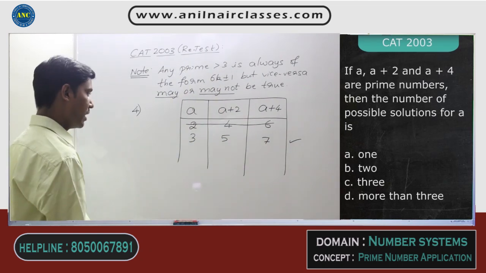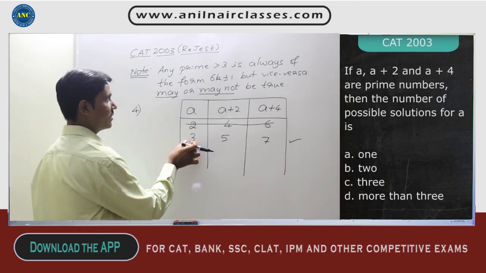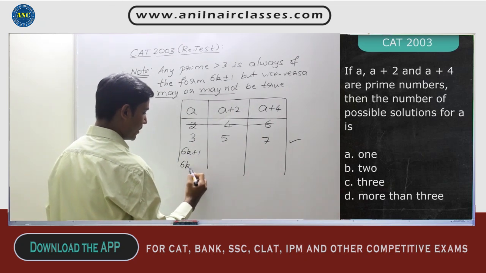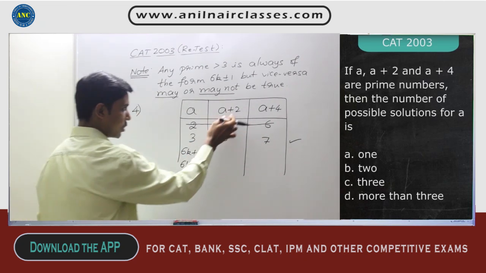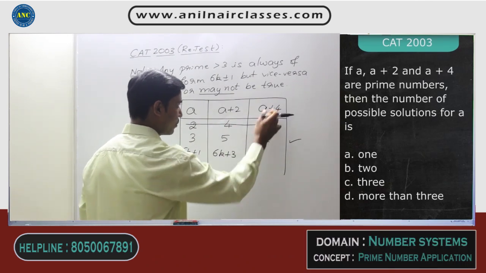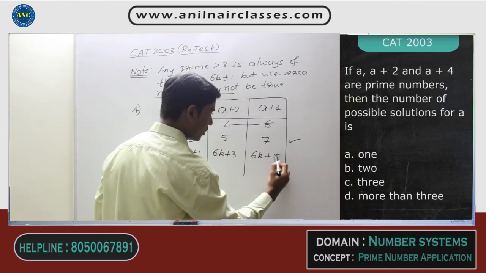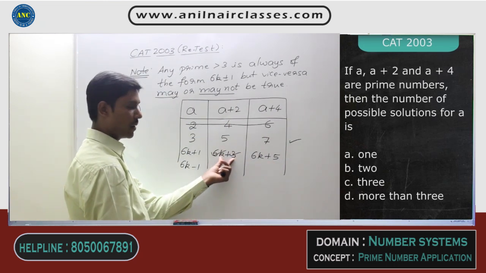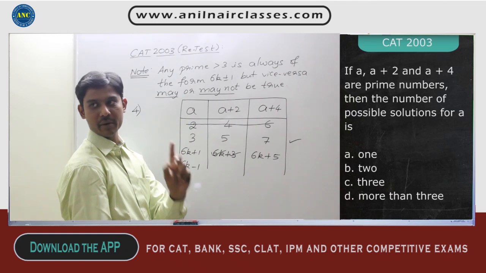Any prime number greater than 3 will be either of the form 6k plus 1 or of the form 6k minus 1. 6k plus 1 plus 2 is 6k plus 3. 6k plus 1 plus 4 is 6k plus 5. This is a multiple of 3, this is a multiple of 3. If you add two multiples of 3, the answer also will be a multiple of 3.